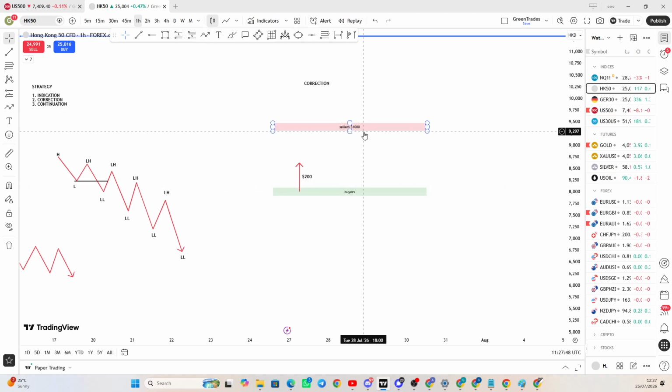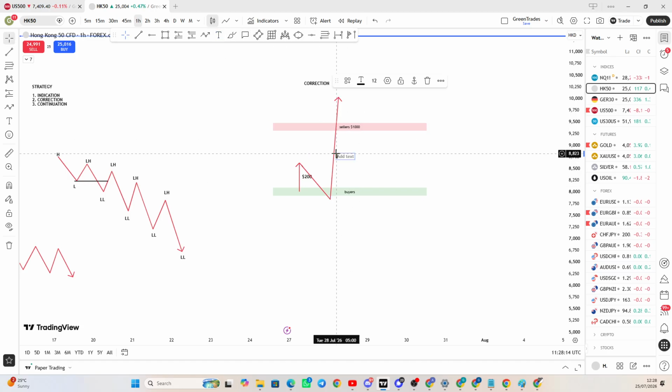So sellers are telling you, listen, if you want to come above us, you have to pay $1,000. And the buyer says, oh, I only have $200. So what happens? If you only have $200, you have to go back and look for more money before you come and try to go past us. The buyers would have to go back and gather more money. They can decide to go and get maybe $1,000 more. So right now they have $1,200, and once they have $1,200, they have enough power to go above them.